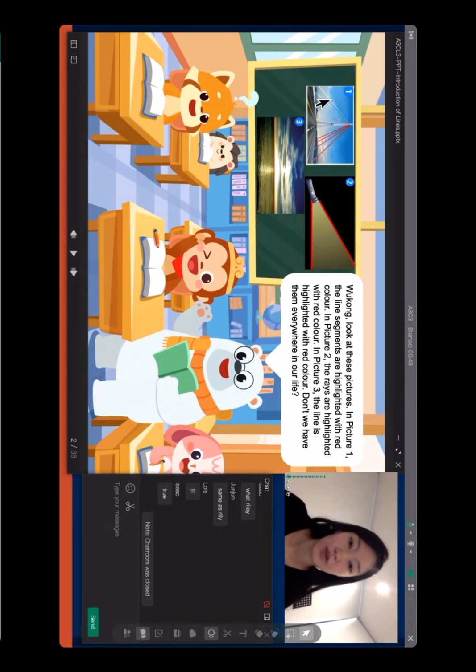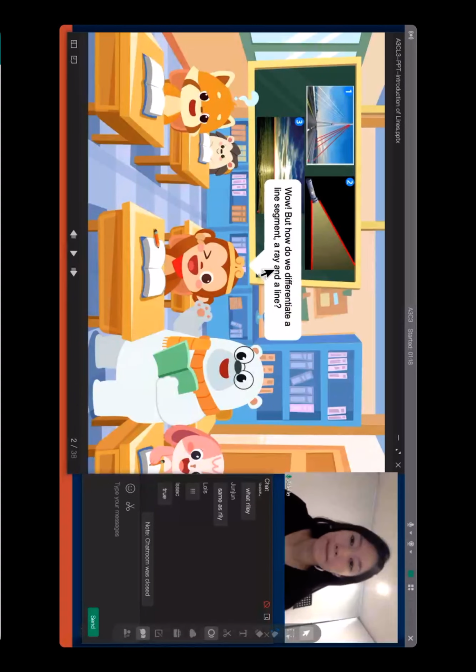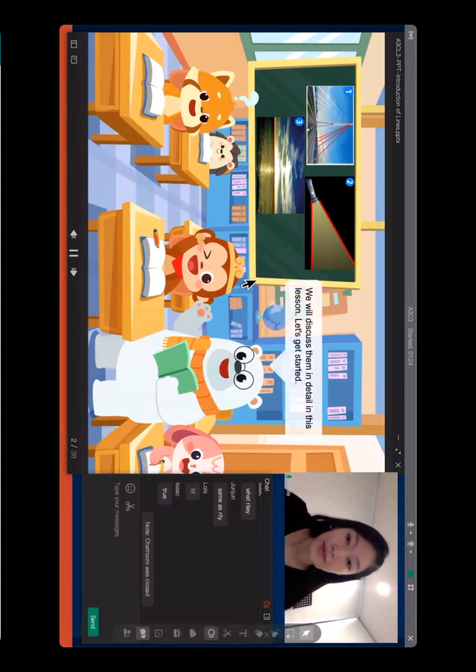Okay, so we see in picture 1, the line segments are highlighted with red color. You can see the red lines over here, yeah? And then in picture 2, the rays are highlighted with red color as well. So these will be the rays in picture 2. And then in picture 3, the line is highlighted with red color. So you see this line here. It's not quite obvious, but it's just here. Yeah, don't we have them everywhere in our life? Wow, but how do we differentiate a line segment, a ray, and a line? Okay, we will discuss them in detail in this lesson. This is what we'll be focusing on. So let's get started.